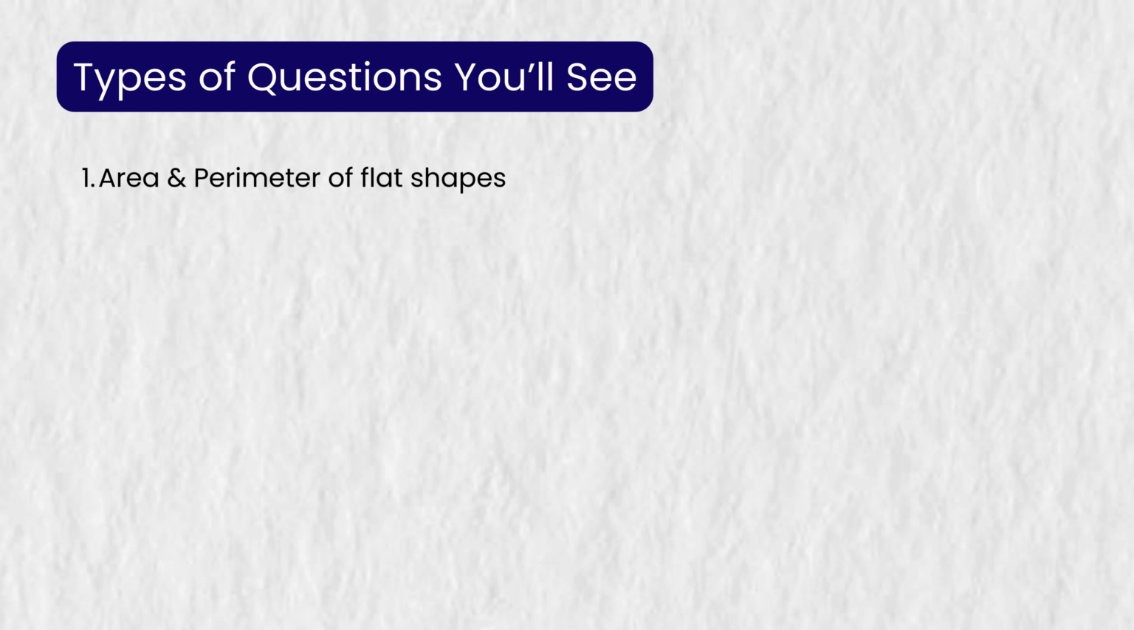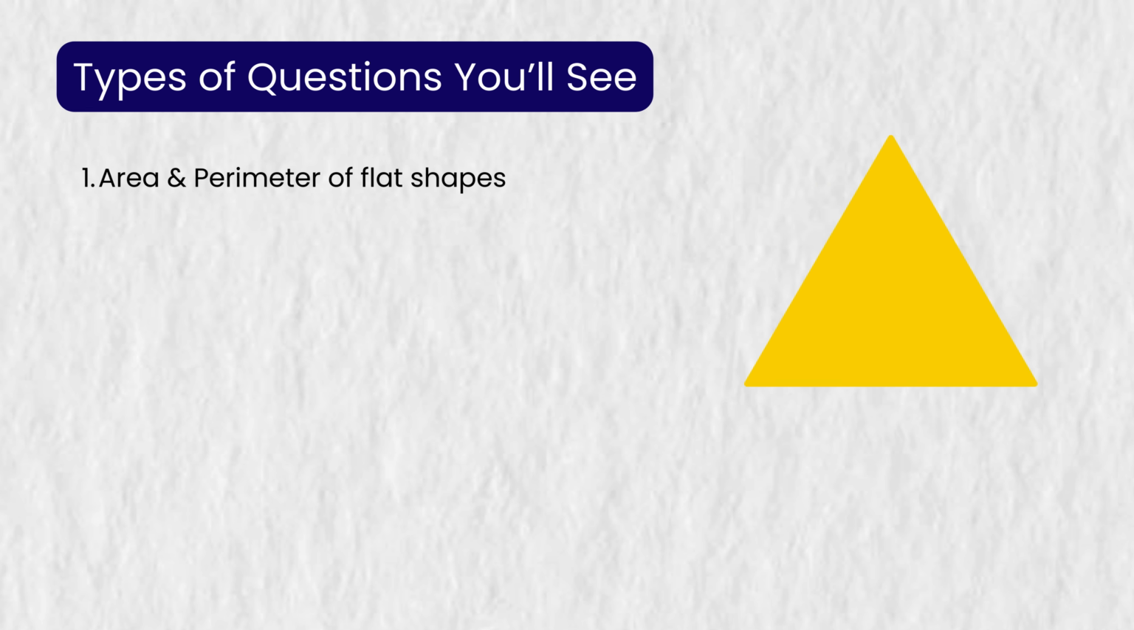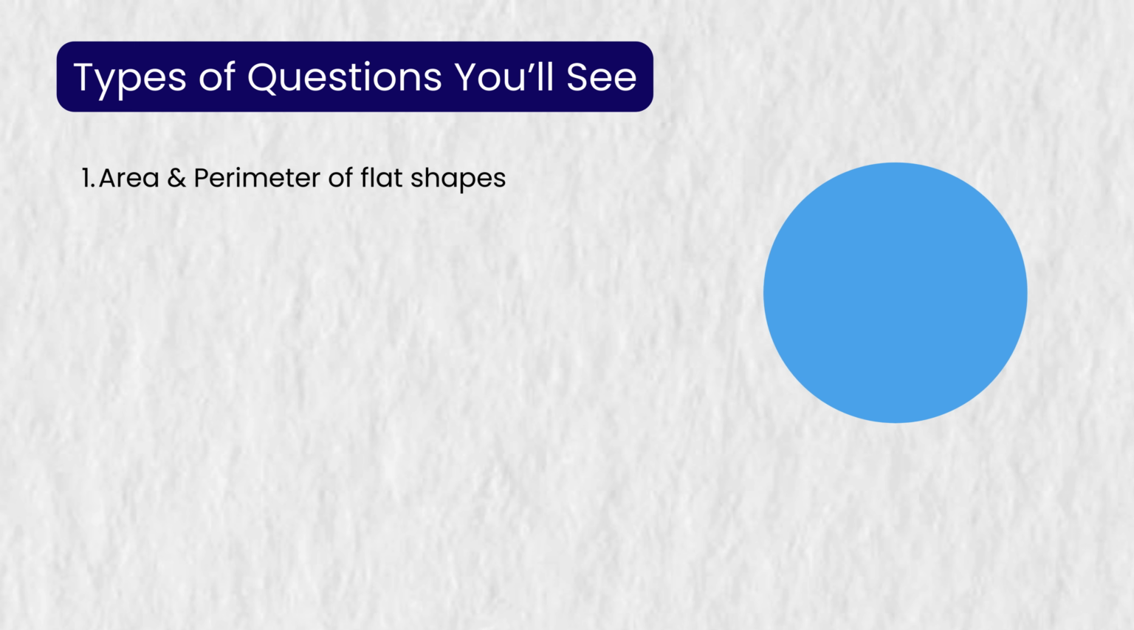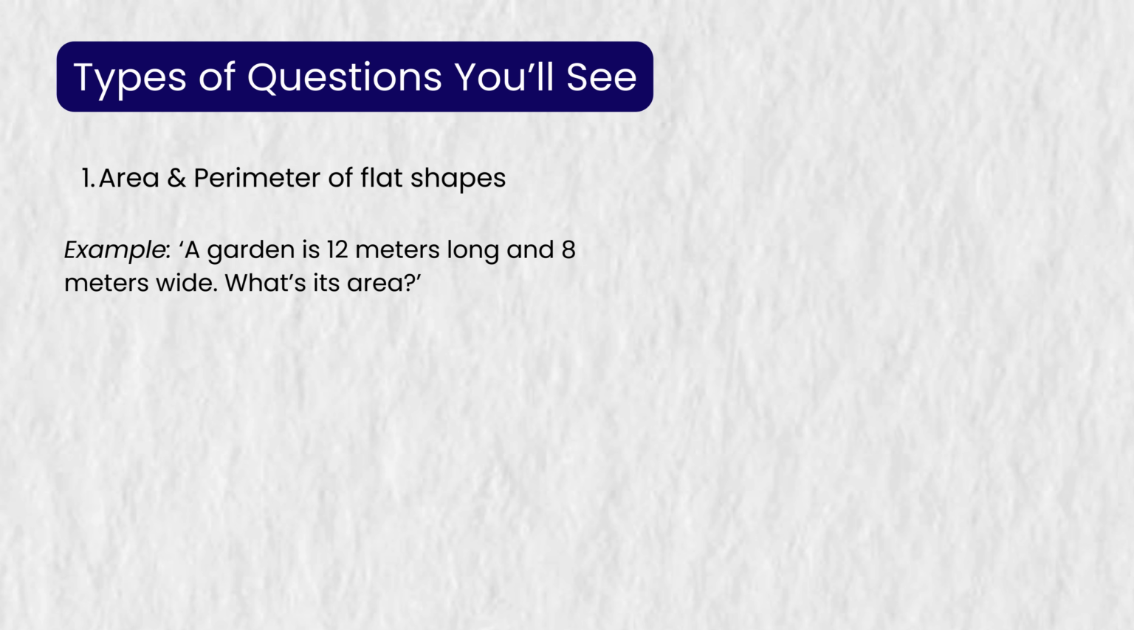First, the test loves to check area and perimeter of basic shapes. You'll see rectangles, triangles, circles, and sometimes a figure made of two shapes stuck together. Example: a garden is 12 meters long and 8 meters wide. What's its area? Easy multiplication. Next, volume and surface area.